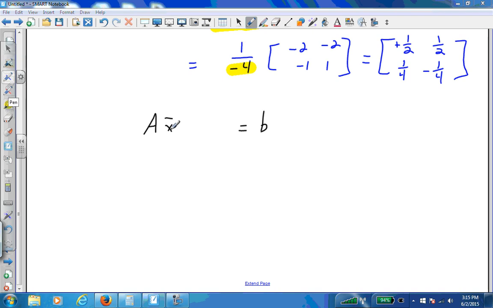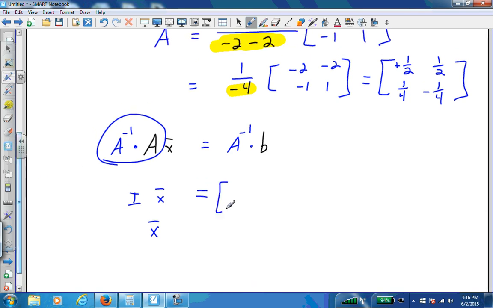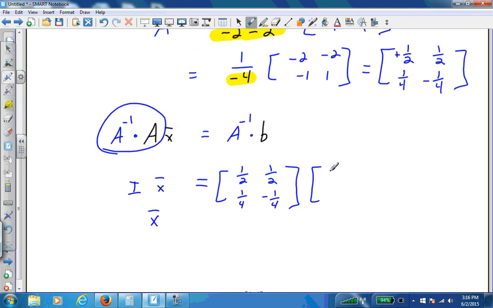So let's go back. If we want to get X by itself, we're going to multiply out front on both sides by A inverse. So those make identity, and that'll leave us X on the left. So we're going to take 1/2, 1/2, 1/4, negative 1/4, and multiply that by our resultant vector, negative 1, 3.